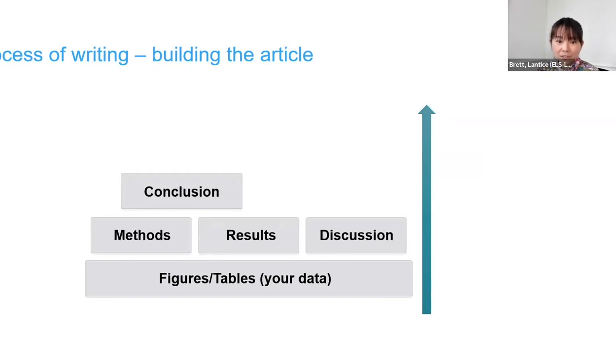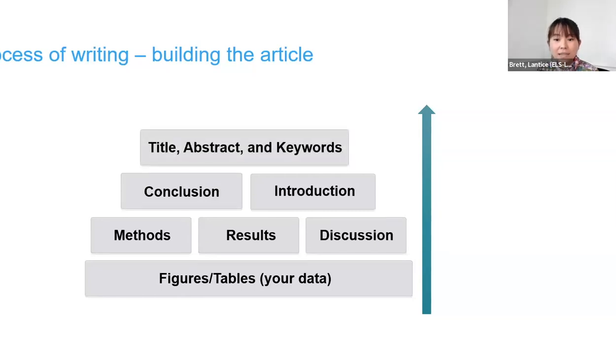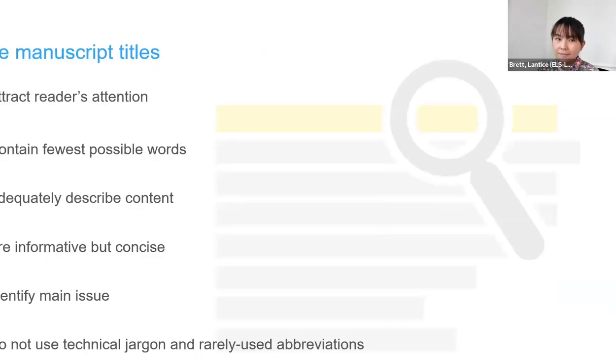Then you write the introduction as to where your work fits into the field as a whole. Finally, you write a title, abstract, and keywords. This process of building the article is much easier, more logical, and more effective than trying to write an article in the sequence it is read. So now let's look at each section and what it contains.